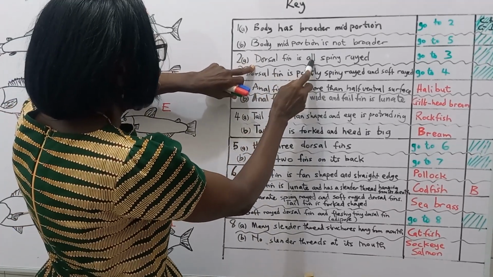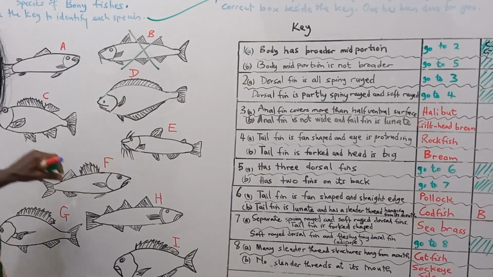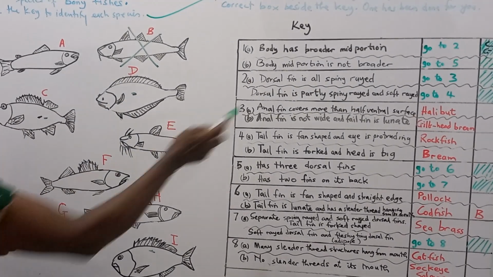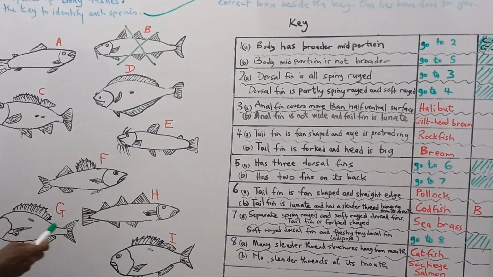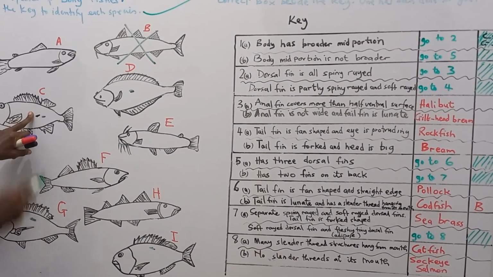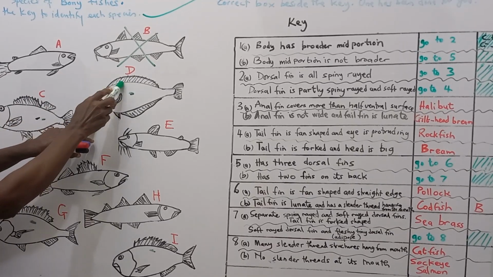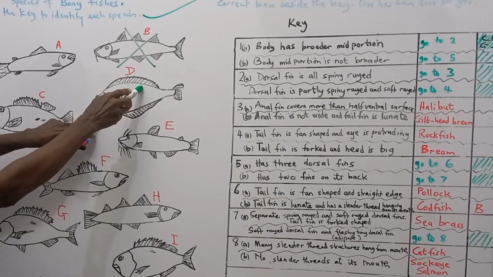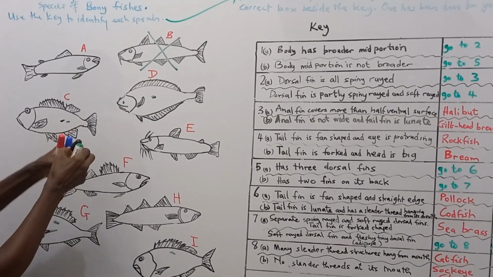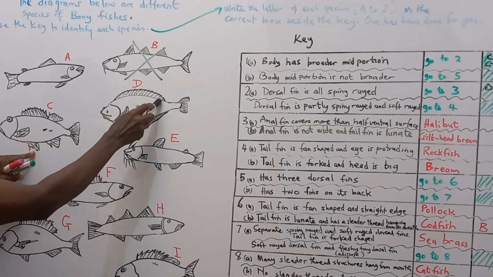Dorsal fin is all spiny rayed. We go to 3. So dorsal fin, C, D, G, I. Which of these here, dorsal fin is all spiny rayed? See, dorsal fin is not all spiny rayed. You see, this is spiny rayed, this is soft rayed. D, dorsal fin is all spiny rayed. Yes, so here we notice we are going to work on D here. So we write our D here. It has dorsal fin all spiny rayed.